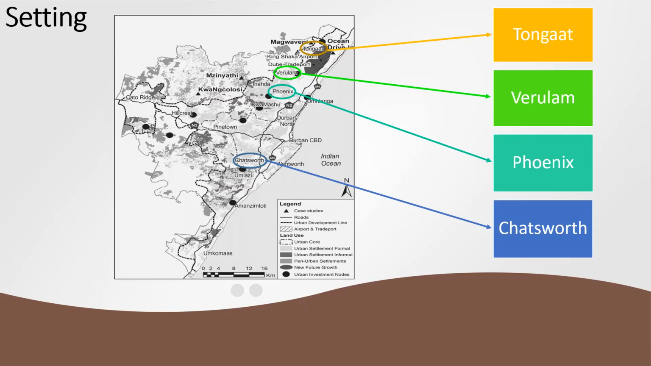So in this slide, you see a photo of a part of KwaZulu-Natal, highlighting the predominantly Indian communities. Tongaat, Verulam, and Chatsworth were chosen as they are the four largest predominantly Indian communities, mostly due to its past of the British bringing in indentured laborers from India to work on sugarcane plantations, and due to the Group Areas Act.